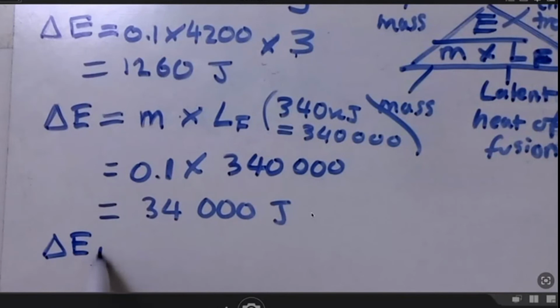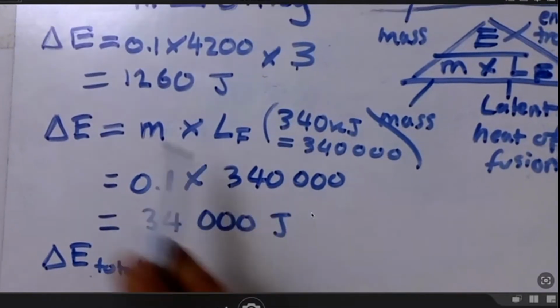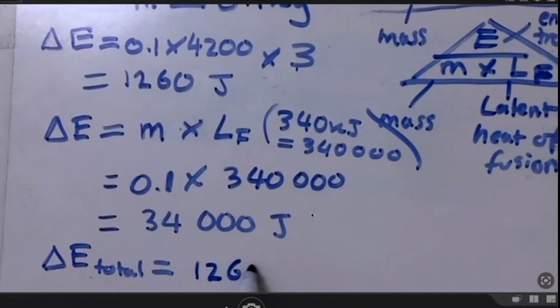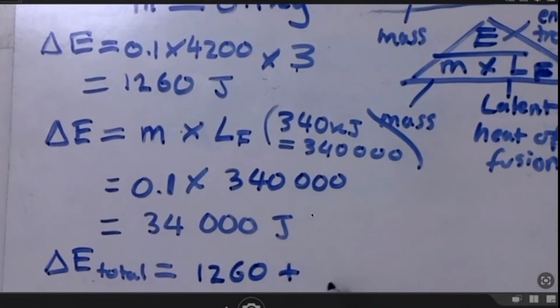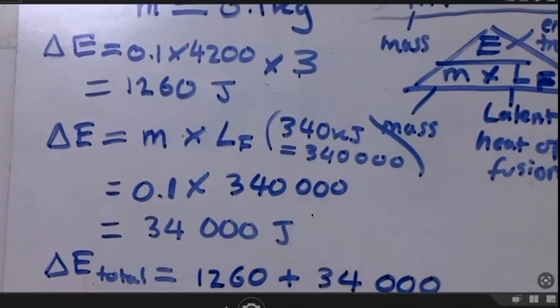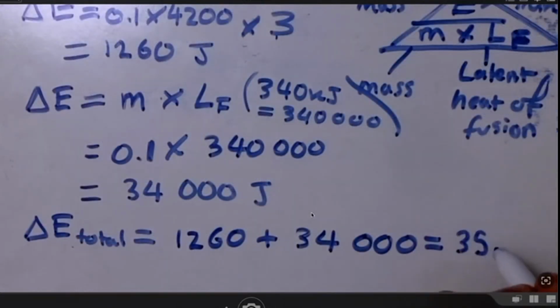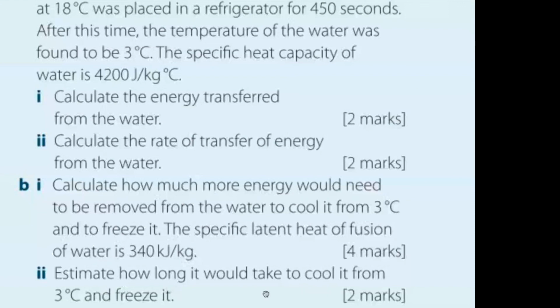So E total equals my 1,260 plus 34,000. And that should give you 35,260 joules. So it says estimate how long it would take to cool it from 3 degrees Celsius and freeze it. Now for this question, we've already worked out in part A, II, calculate the rate of transfer of energy from water. The answer in 4A part II was 14 joules per second. That's how long it has taken for the rate of energy transfer.